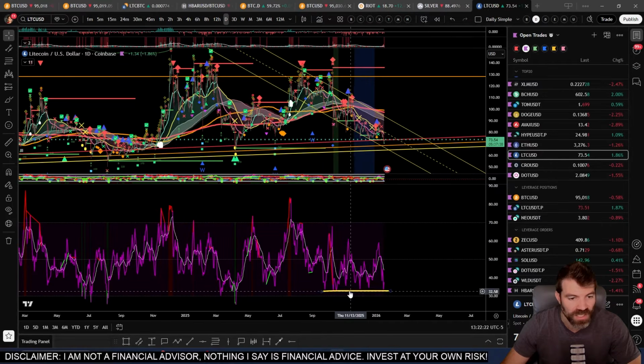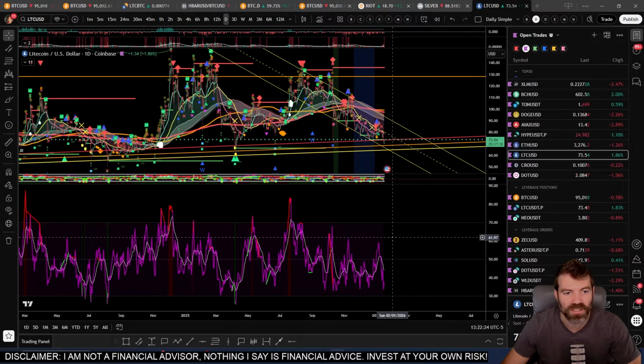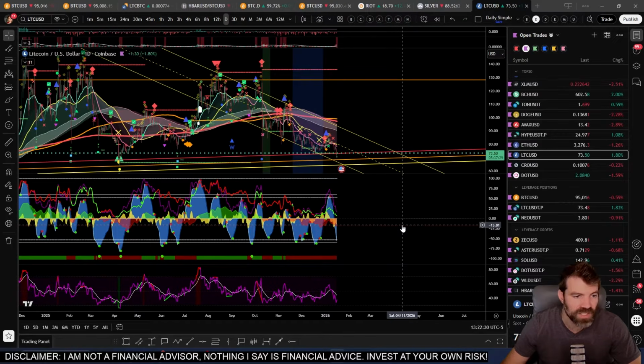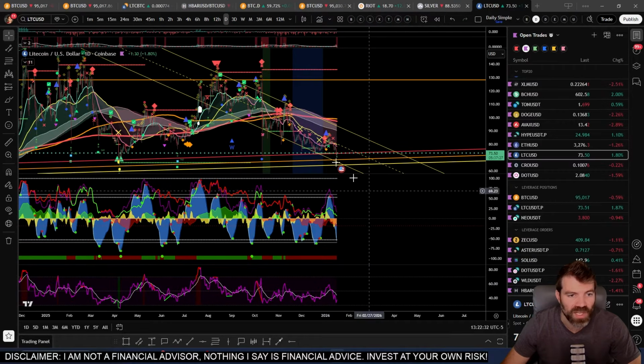Now we also have ETFs for Litecoin, and a lot of Litecoin is held by just users on, you know, a cold wallet, etc. So there is a fixed supply. So when this one gets moving, it usually does move pretty big.